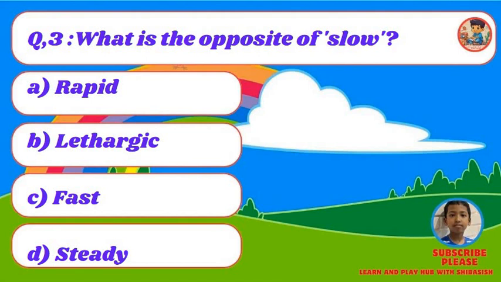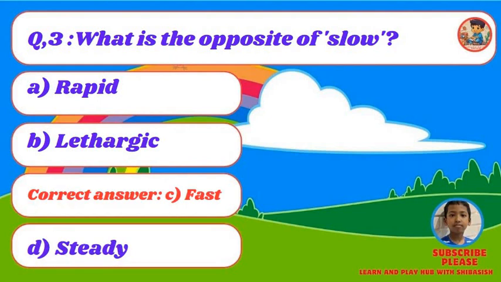Question 3. What is the opposite of slow? Option A, rapid. Option B, lethargic. Option C, fast. Option D, steady. The correct answer is option C, fast.